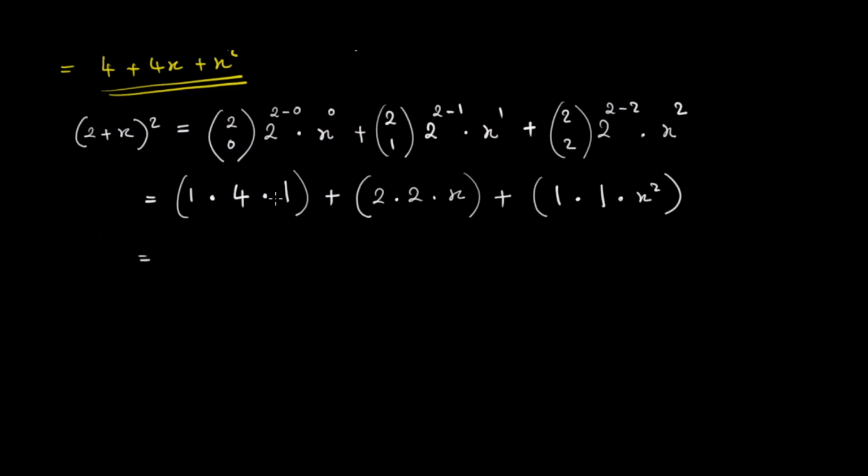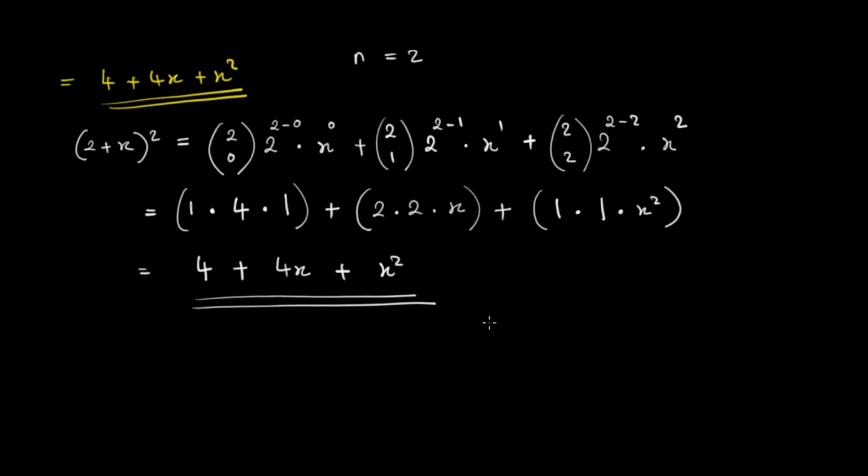Solve this. 1 times 4 times 1 is 4, plus 2 times 2 is 4 times x, 4x, plus 1 times 1 times x squared is x squared, like this. So as you can see, our answer has come out the same. Taking the binomial theorem may seem like we have gone round in circles, but it will become necessary as you become more advanced in your mathematics. So this is what we have learned.